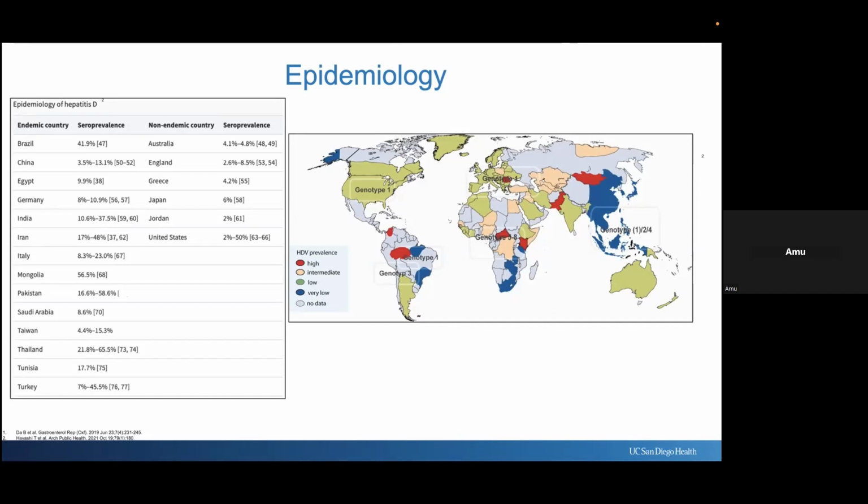Hepatitis D is endemic in the Amazon basin, the Mediterranean, Middle East, West Africa, and some other parts of Africa, and certain countries in Asia, with especially high rates in certain countries such as Mongolia and Pakistan, where it's been estimated that 60% of people with chronic hepatitis B are seropositive for hepatitis D. It's also endemic in some areas in the Pacific.